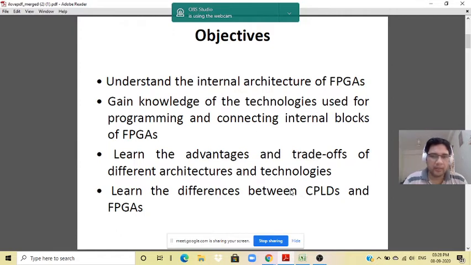Then third is to learn the advantages and trade-offs of different architectures and technologies, because every company gives their own architectures. They give some specifications according to their architectures which are different from others. So what are their advantages and what are their trade-offs. Then learn the differences between CPLD and FPGA, because CPLD is also used to implement complex functions. So what is the difference between CPLDs and FPGAs?